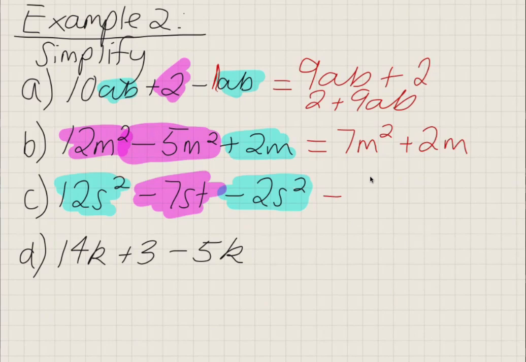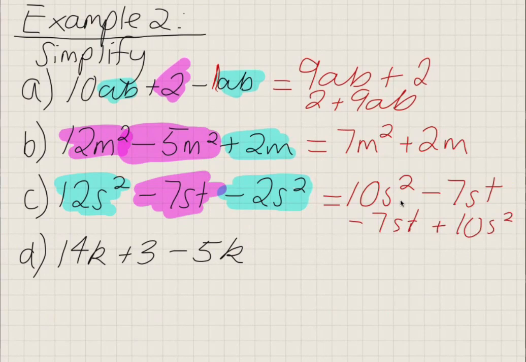So 12s squared minus 2s squared gives 10s squared minus 7st. Now this is not the same as 7st minus 10s squared, but it is the same as minus 7st plus 10s squared. Those are the same together because there is an invisible plus sign in front of the 10s squared.